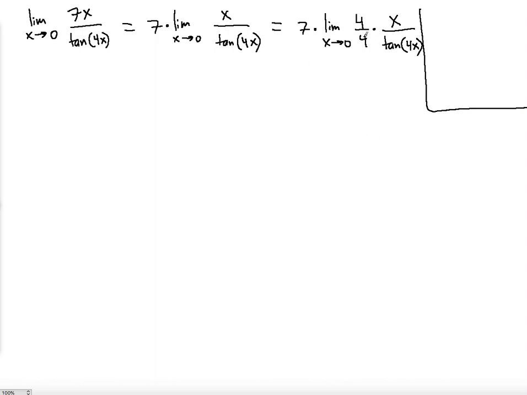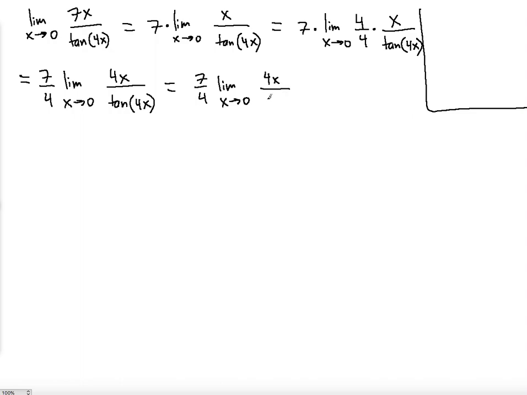Now I'm going to take the bottom 4 out, so I'm going to have 7/4 times the limit as x approaches 0, and I will have 4x on the top over tangent of 4x on the bottom. So 7/4 stays. Now I will have 4x, and I will transform the tangent into sine and cosine, so I will have sine of 4x over cosine of 4x.